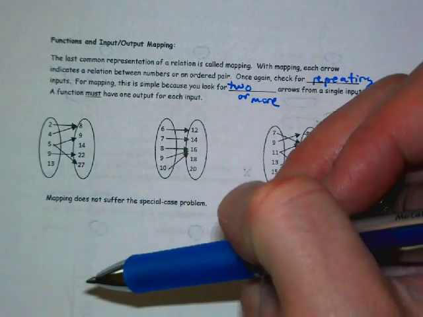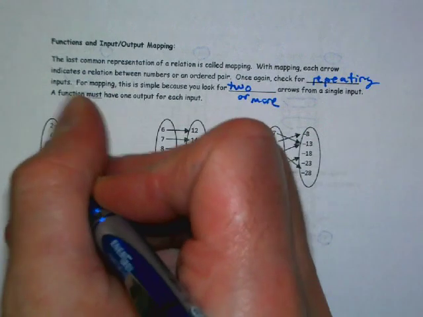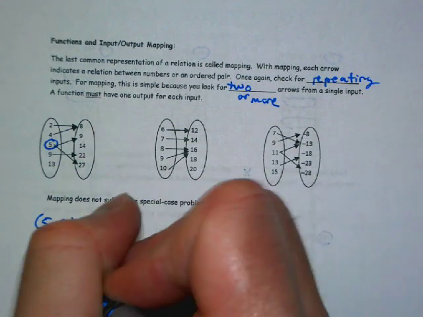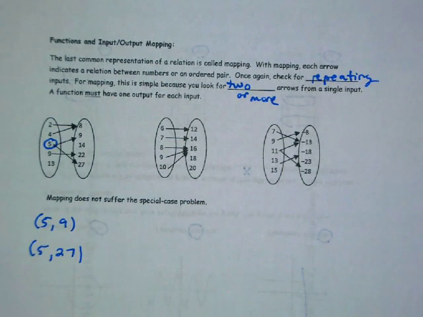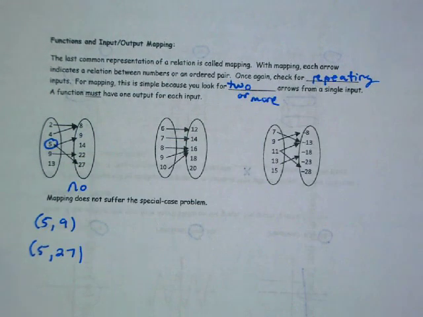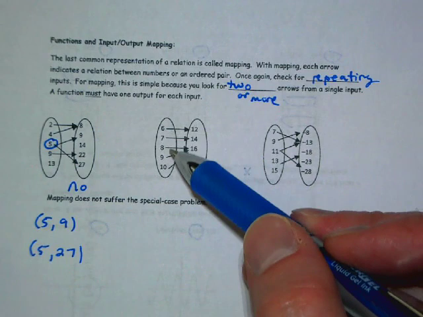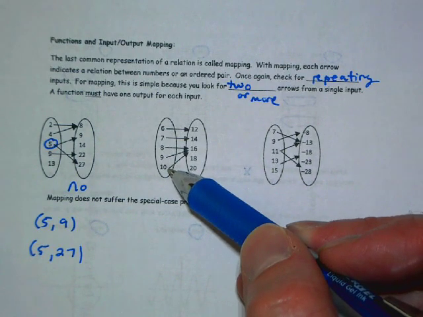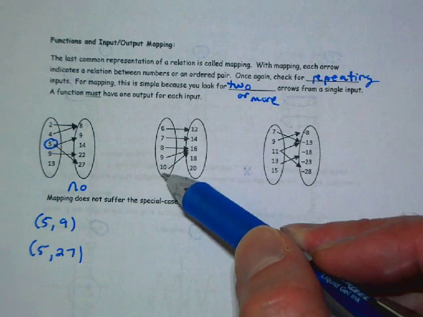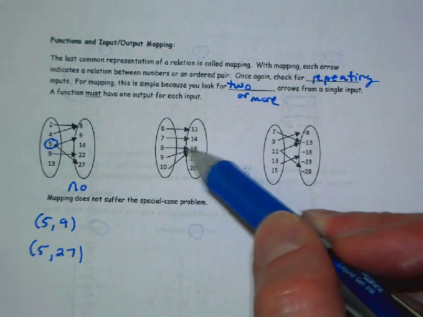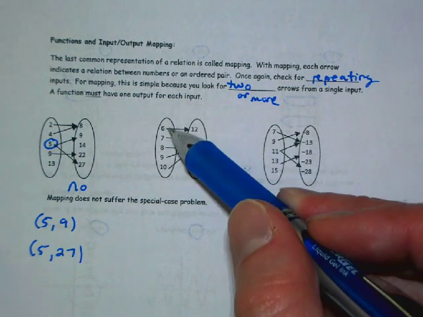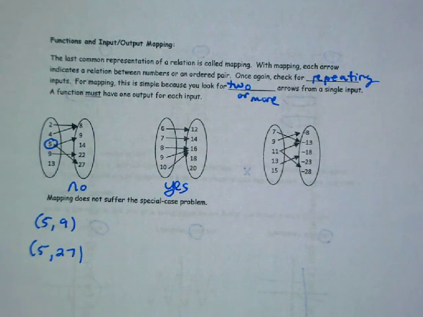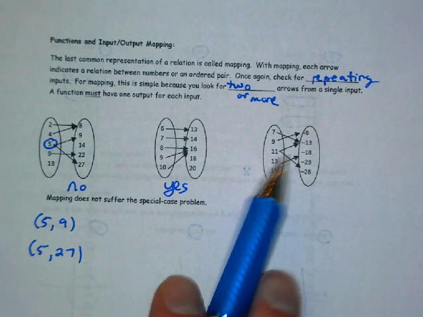So if we go through this map, is there any of the x's that have two arrows starting from it? Yeah, right there. Because that means we have a point that's 5, 9, and then we also have a point that's 5, 27. So that would not work. That would be a no. What about this one? Any of them have two arrows? Sorry, let me be more specific. Two arrows from an x value. No, it's okay to be going to the same y value. They could have all the same y. We just can't have repeating x's. So this is a yes.